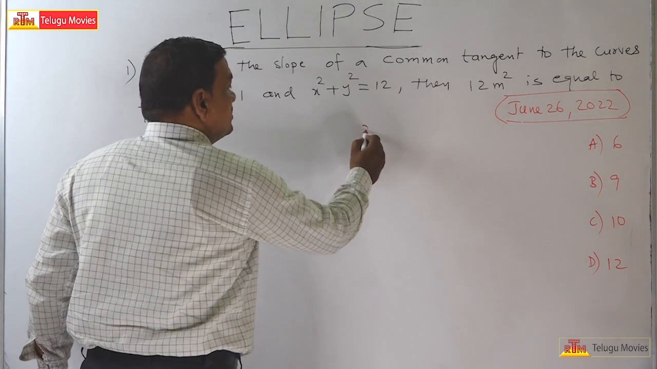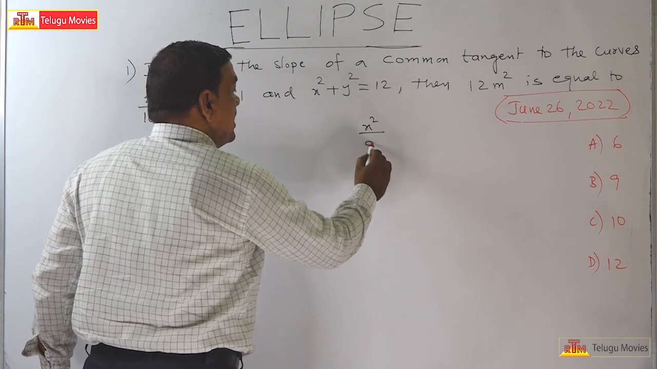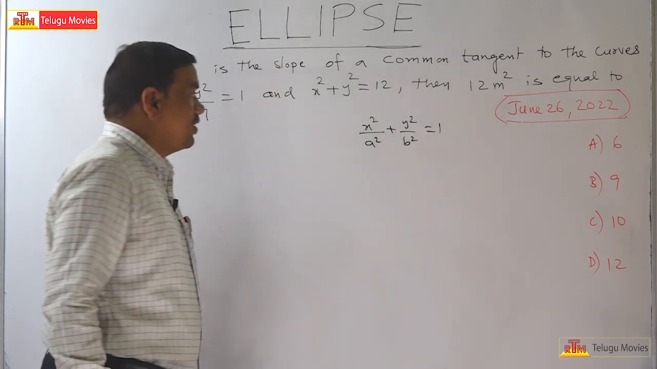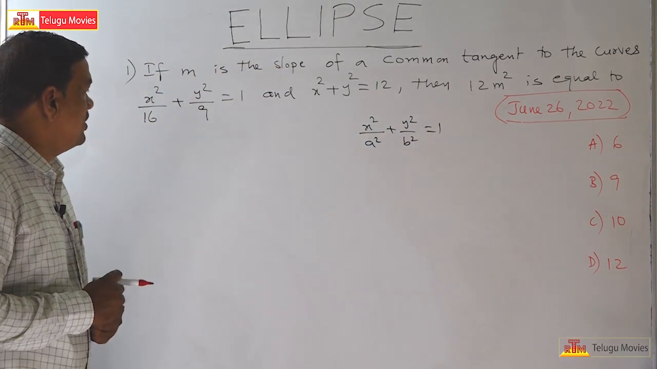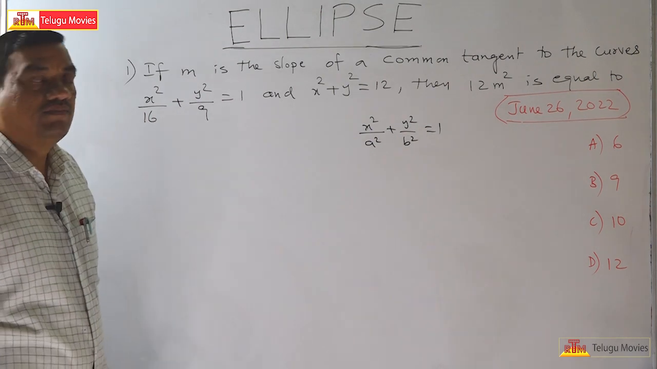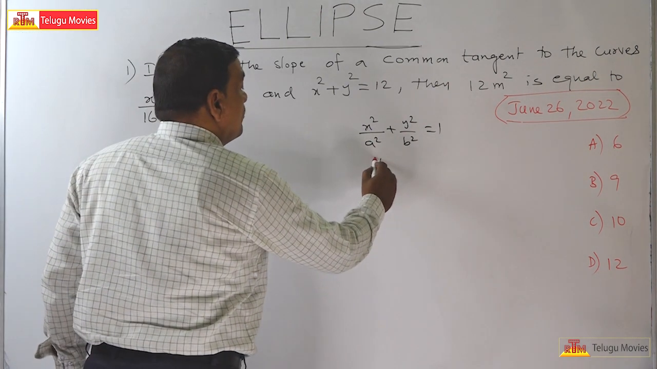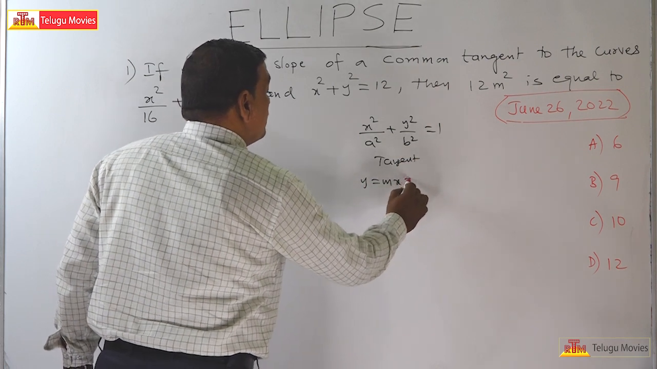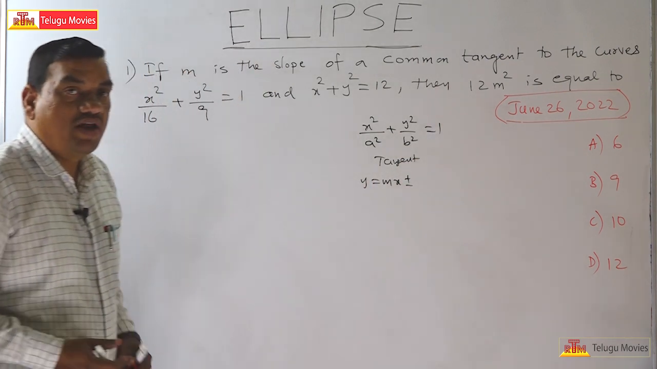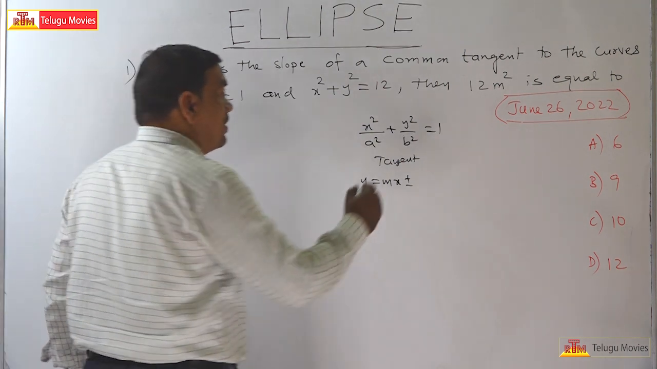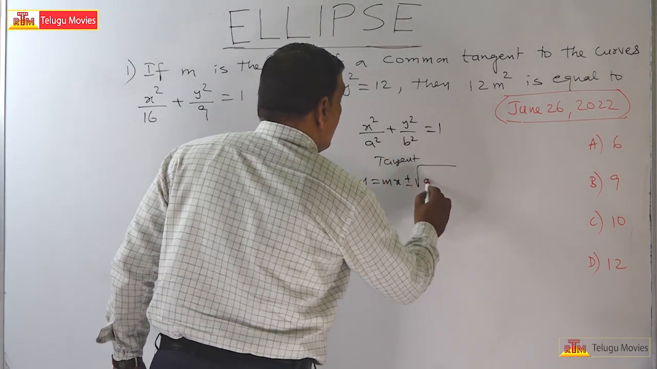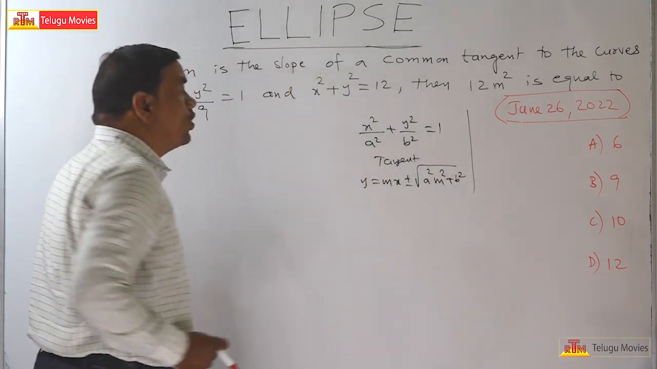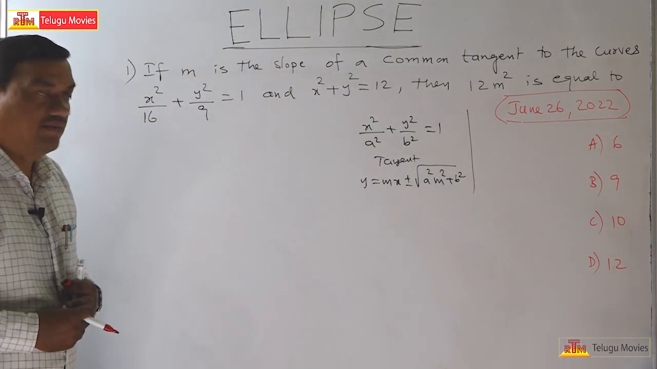The first concept is, if the ellipse equation is x square by a square plus y square by b square is equal to 1, here a greater than b, then the equation of the tangent will be y is equal to mx plus or minus c, where c square is equal to a square m square plus b square. Therefore, c is equal to root of a square m square plus b square, whose slope is m.